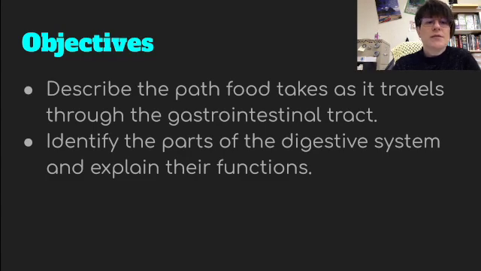So the objectives for this video were to describe the path food takes as it travels through the gastrointestinal tract and identify the parts of the digestive system and explain their functions. So don't forget your 5 questions and keep watching the video to answer the questions at the end.